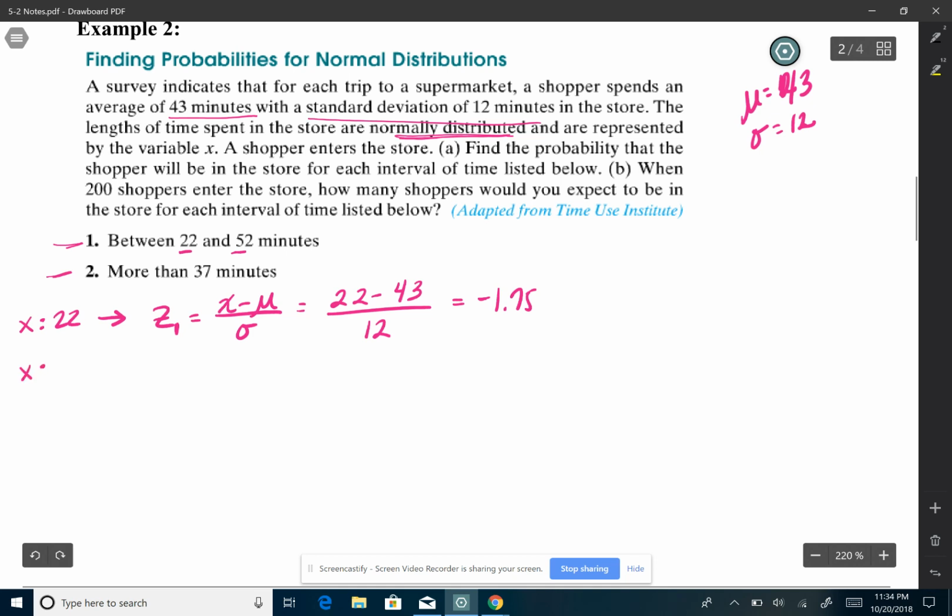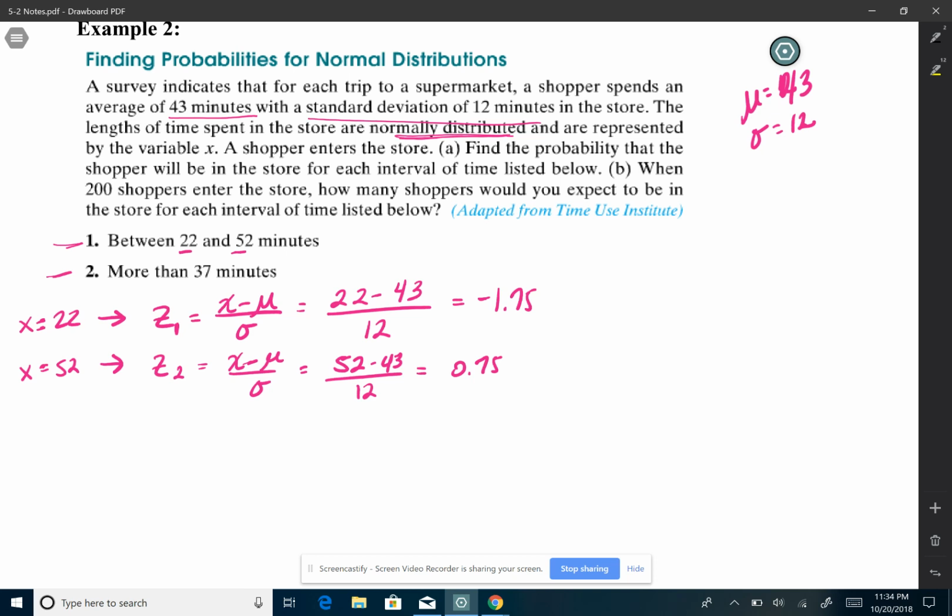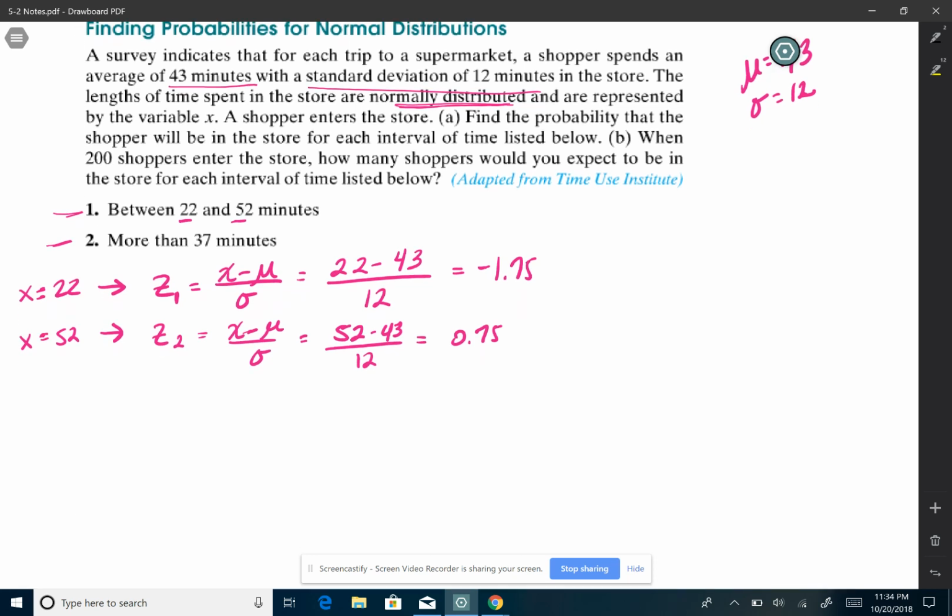And then we'll do the same thing for x equals 52. We'll call this the second z-score. So 52 minus 43 divided by 12 is 0.75. You'll notice that if your x value is less than the mean, you're always going to get a negative z-score. If your x value is more than the mean, you'll always get a positive z-score. Then what we want to do is go to our table, looking at negative 1.75 and 0.75. We want the area between those, which is the probability that it's between those.